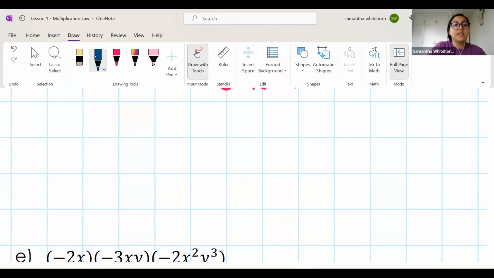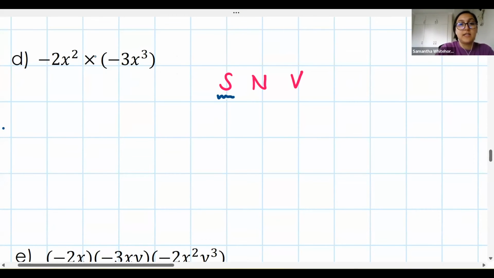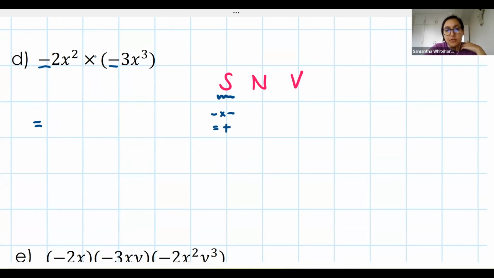So we're going to start with the signs part of our SNV. So when it comes to signs, I can see that I've got a negative times a negative. Now we know that a negative times a negative gives me a positive answer. So I know that the answer that I'm going to get from this product is positive. Now, if we go back to, I think it was Vele's question, we don't write the positive there. If it's the first thing after the equal sign, we don't write down positive. We just know that it's positive. But we need to have done the signs part of SNV in our heads to make sure that we know what the correct sign is.